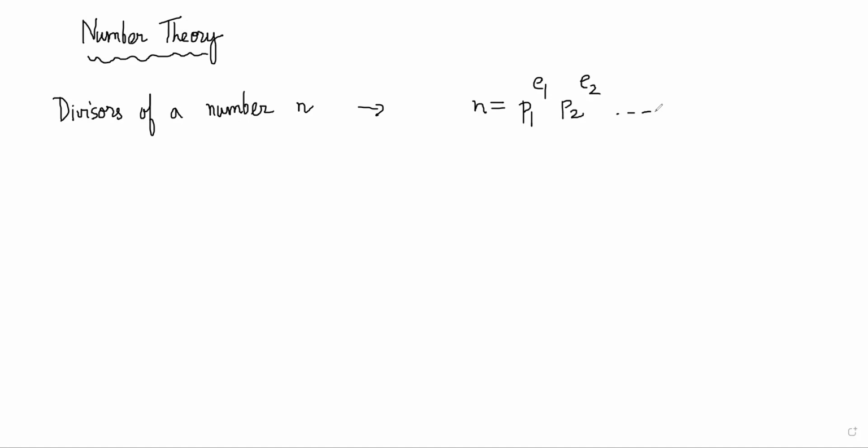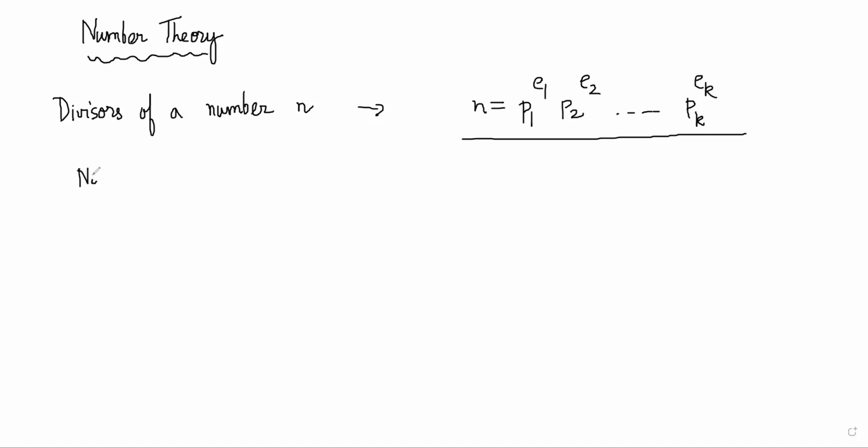Hi, in this video, we're going to continue with the theory for number theory, and we are going to start with a discussion about divisors. So, divisors of a number n. Here, n is a positive integer, and basically, if you can represent n in terms of its prime factors like this, here p1, p2, pk are all prime factors, and this is the prime factorization of n, where e1, e2, ek are the exponents of the respective prime factors.